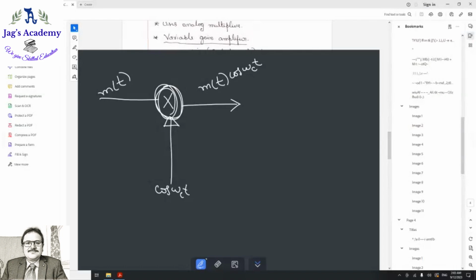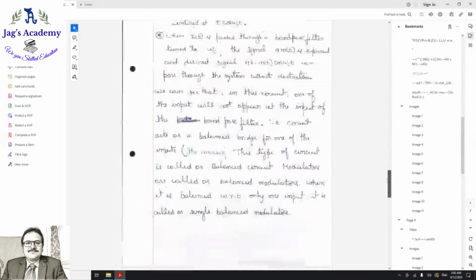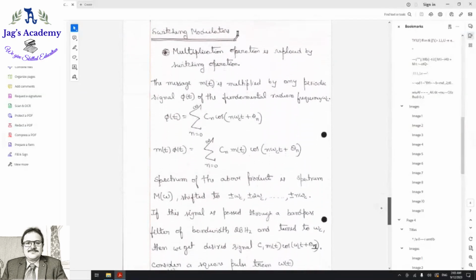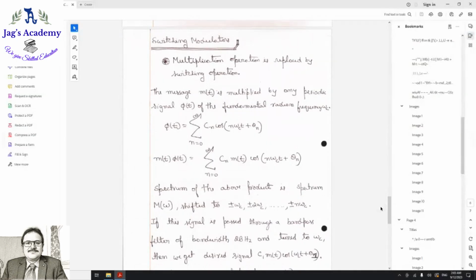Okay. Now, the second method is called a switching modulator. That same multiplication operation which I have told you is replaced by a switching modulator. What is the switching modulator? It's very simple. Now, see how this switching modulator will give you AM wave. Right? Keep it in mind, your AM wave is nothing but m of t into cos omega ct. That's the expression you are supposed to get.